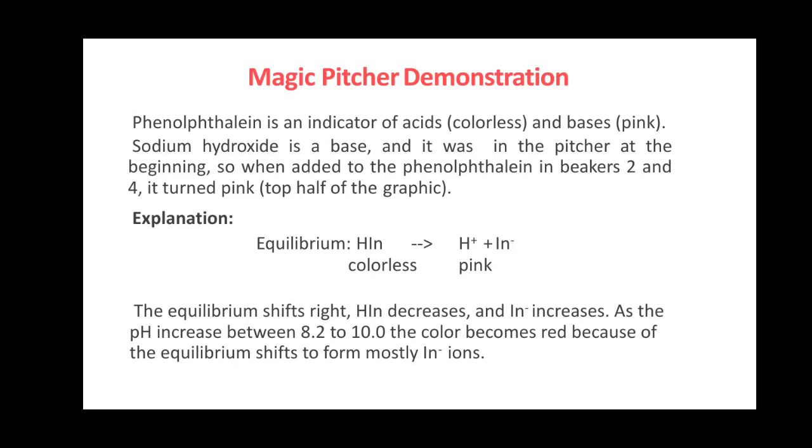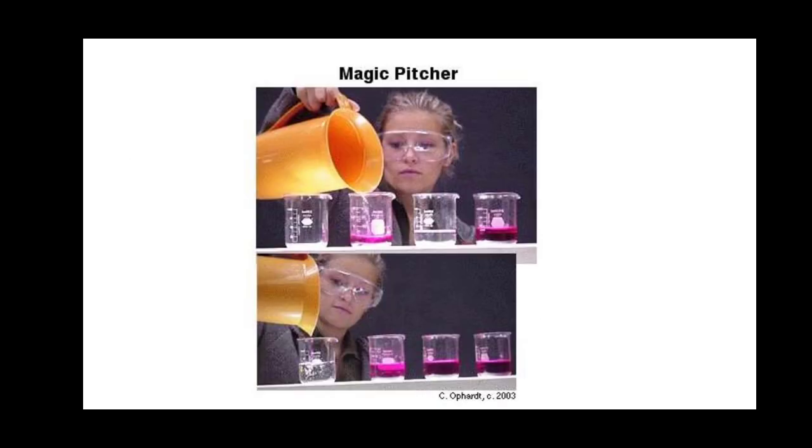As an explanation, it converts from colorless to pink. The equilibrium shifts right as the pH increases, and between 8.2 and 10 the color becomes red, because the equilibrium shifts mostly to the ions. So here we can see the demonstration picture.